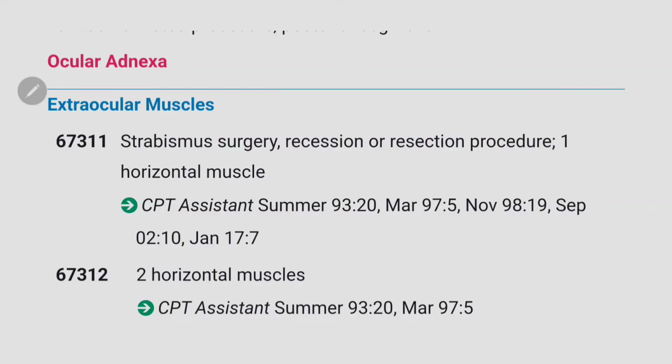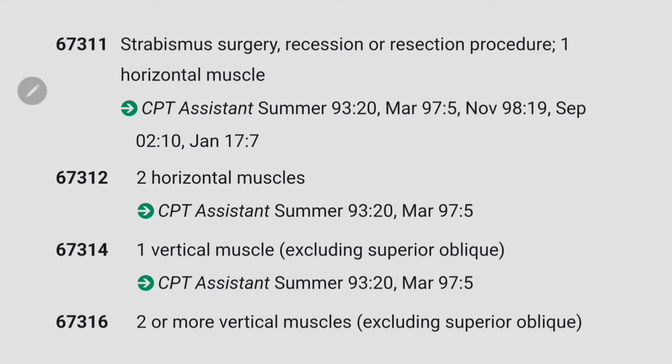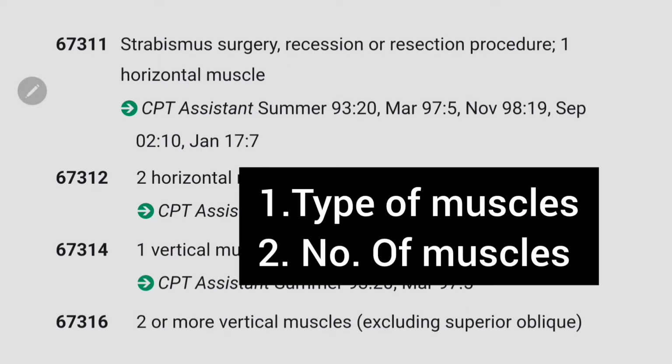Next important section is ocular adnexa, extraocular muscles. So the important codes are strabismus surgery. 67311 is for strabismus surgery, recession or resection procedure, 1 horizontal muscle, and 67312 is for 2 horizontal muscles. 67314 is for 1 vertical muscle and 67316 is for 2 or more vertical muscles. You will use these codes on the basis of type of muscle and number of muscles.